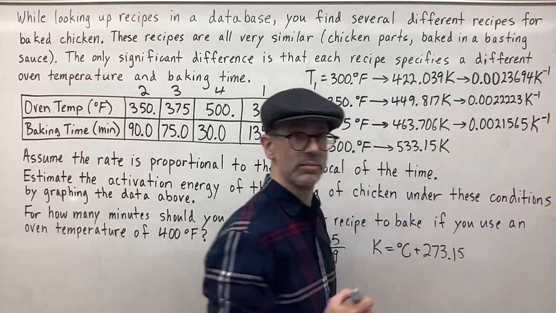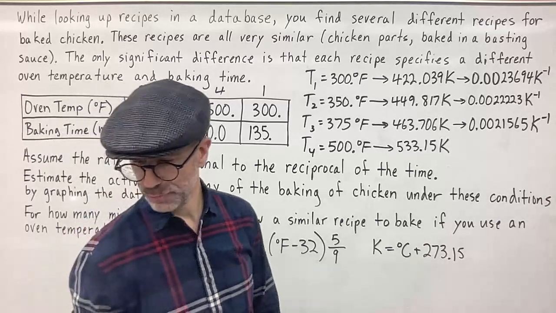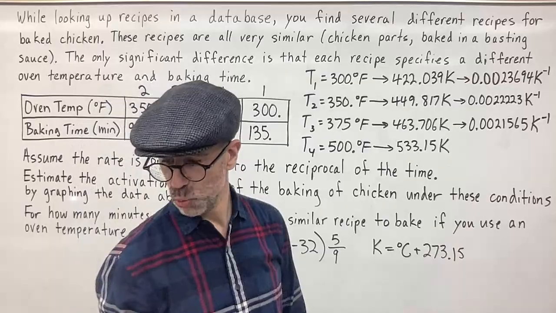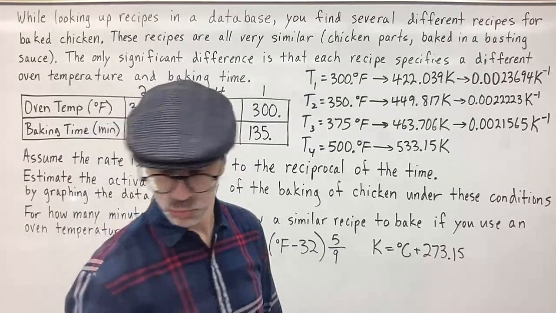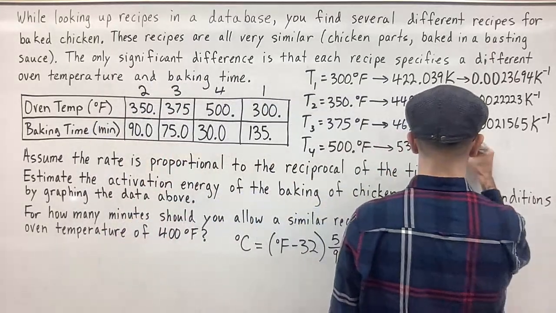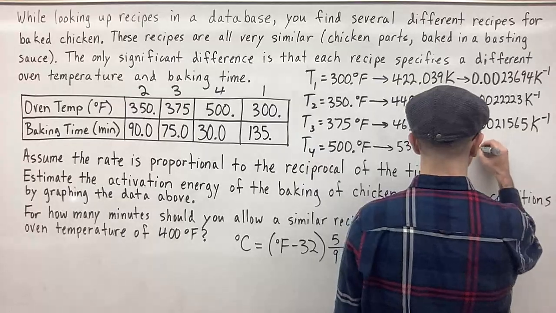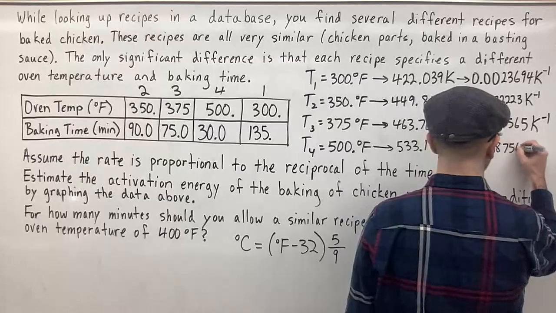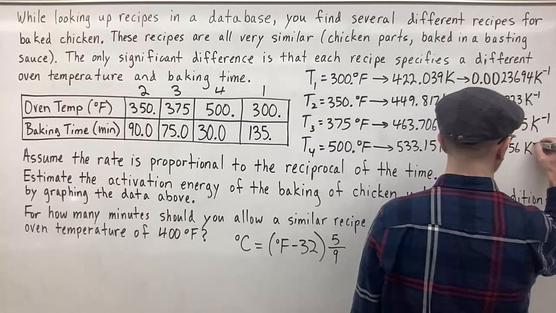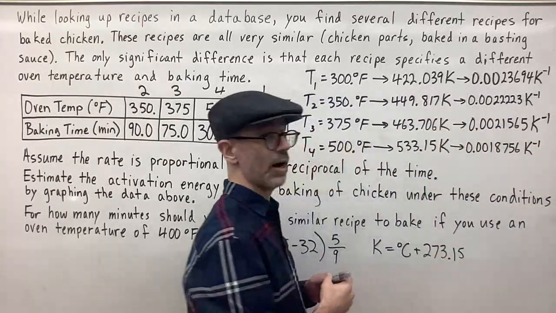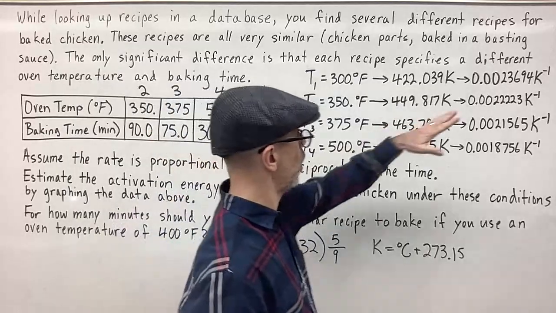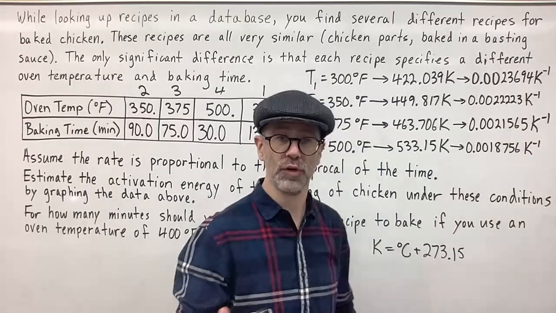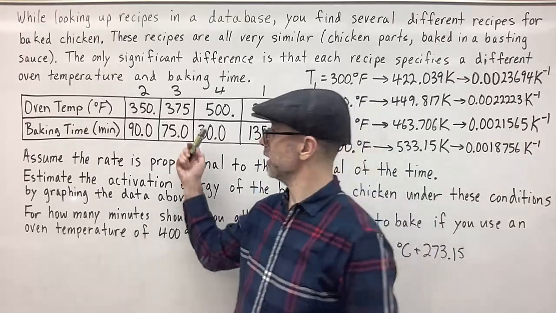And then for the last one, I get 0.0018756 per Kelvin. Okay, so now I have one set of data. So that's my temperature. Now it's 1 over temperature. So I'm done with the oven temperature.